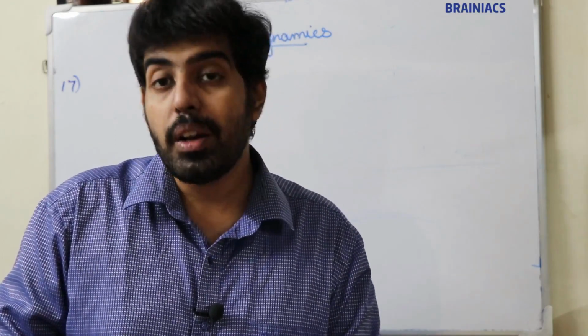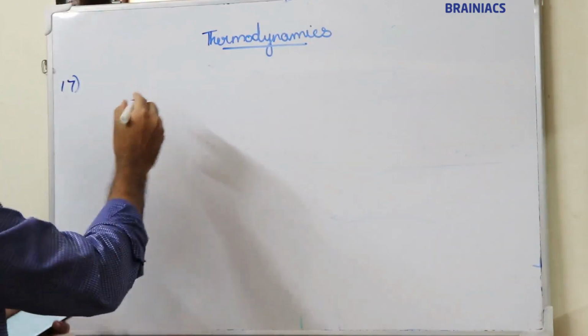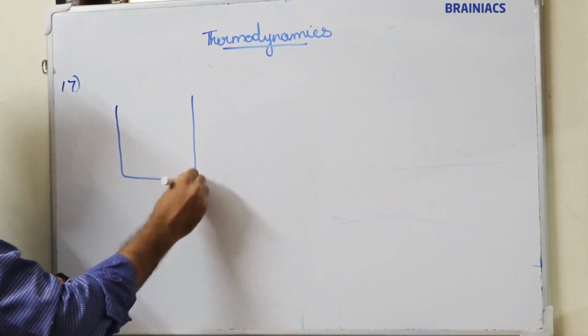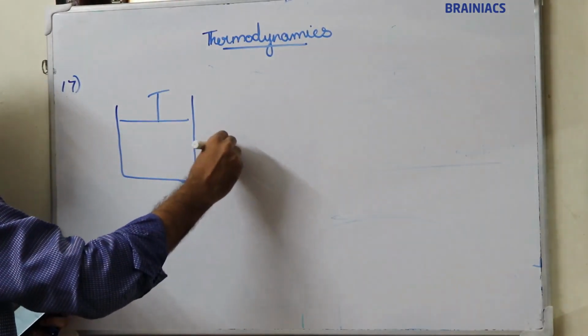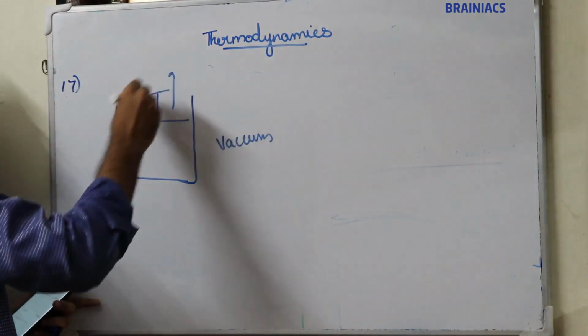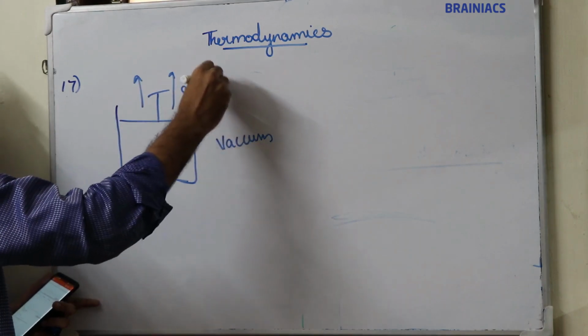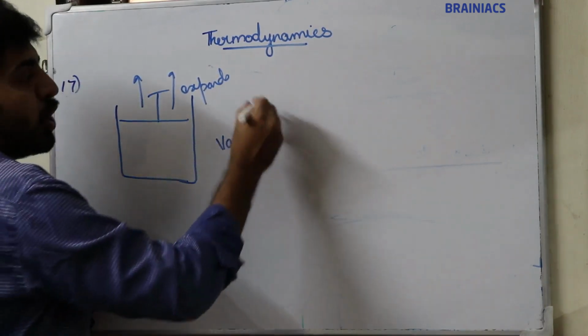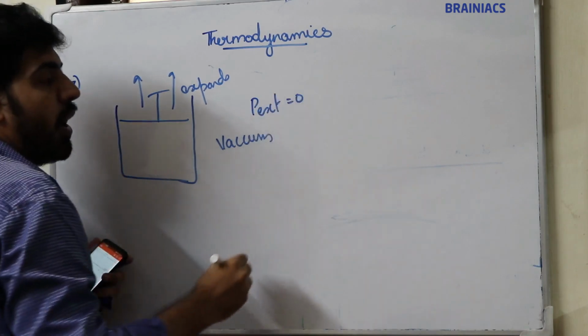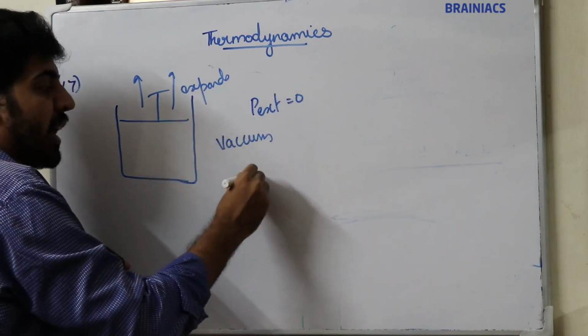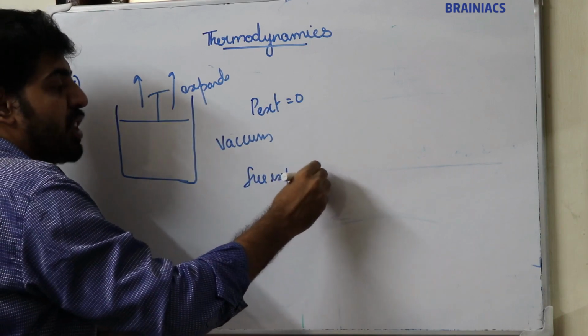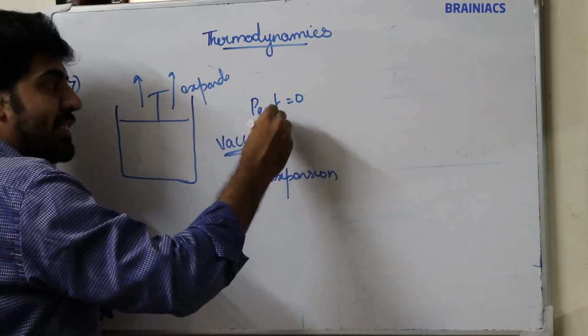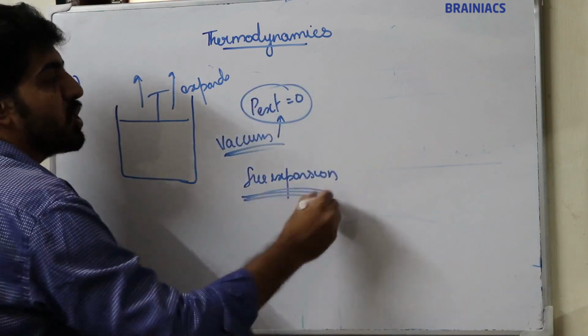Question number 70. 3 moles of ideal gas expand spontaneously into vacuum. The work done will be? So, an ideal gas expands in vacuum. I think we have already discussed this one. Under vacuum condition, external pressure is equal to 0, right? Those expansions are known as free expansion.